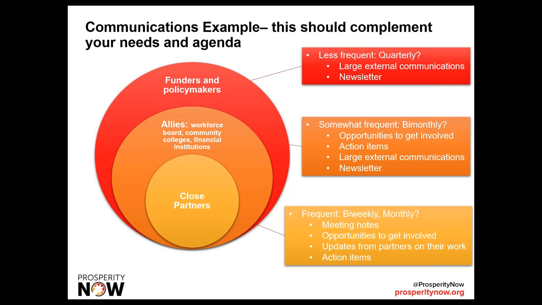Allies, those might be people who have similar agenda items or similar priorities that could be helpful to your cause, but maybe they're not sitting at the table with you. Maybe they're not joining your partnership. But those are groups that you could, somewhat frequently, maybe monthly, maybe bi-monthly, share opportunities and action items with. And then finally, it's important to keep funders and policymakers, those you want to educate, aware of the work of your group. So maybe that's quarterly, maybe it's annually, whatever makes sense to you, to share updates.